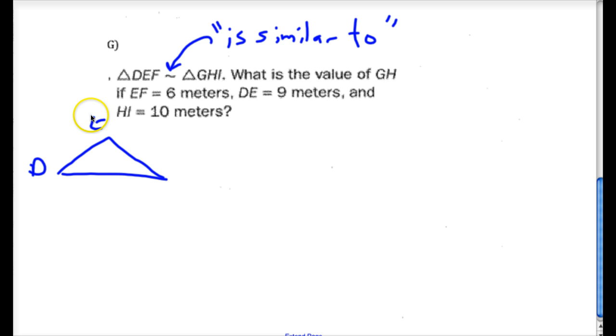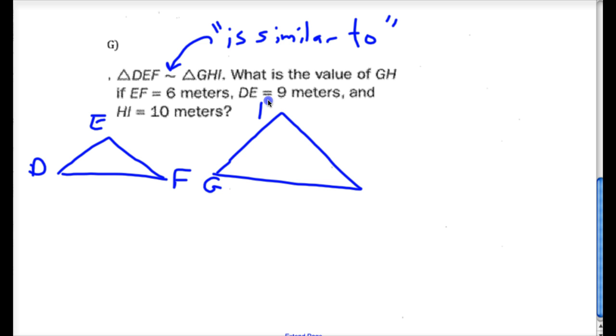D, E, F. I'm gonna draw a little bit bigger one. I don't know if it's an enlargement or a shrink. I'm gonna take a risk here and make it bigger. G, H, I. I gotta match them up the same way. So I went D, E, F, G, H, I. If you went D, E, F starting at the top and went around, you better start with G at the top and go around that way. Now put in the lengths that you know and watch how easy this problem is.